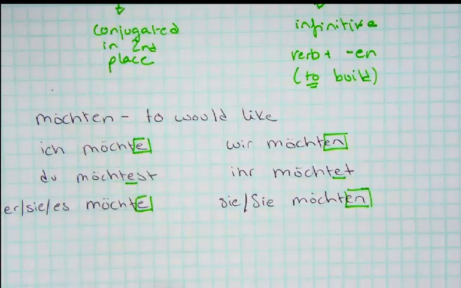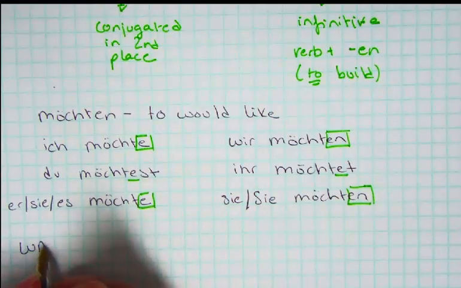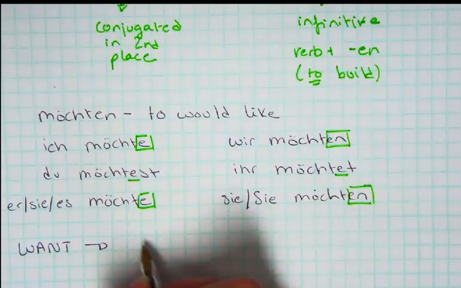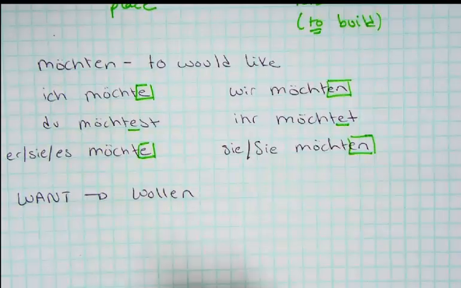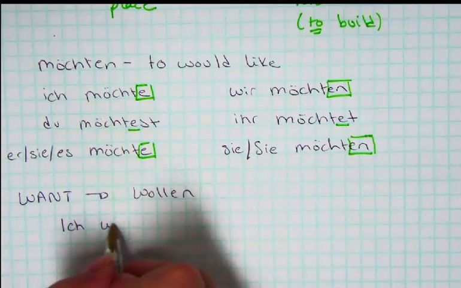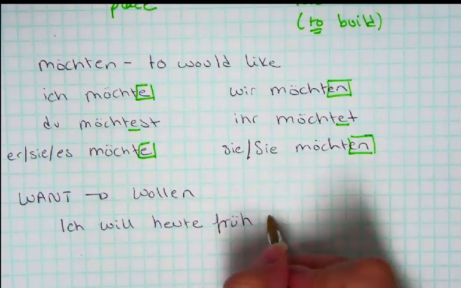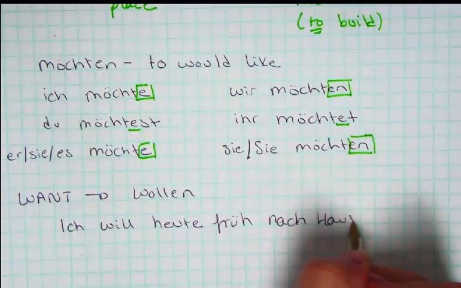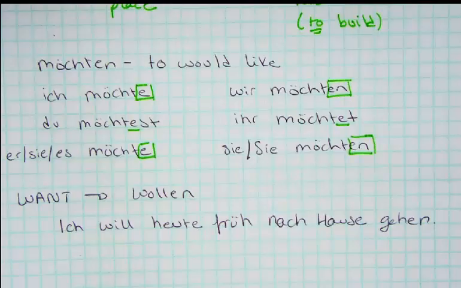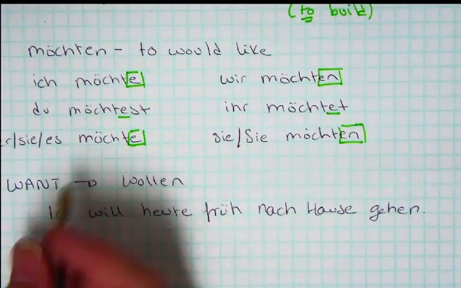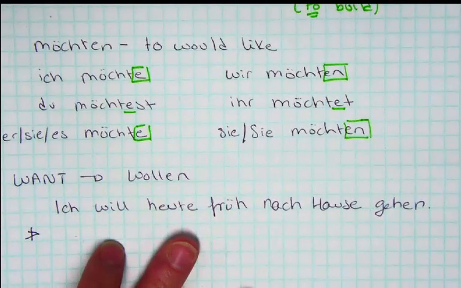Okay. Again, this means to would like. Now we of course also have a verb for want. And want was wollen. That is your misnomer a lot of the times. So I could say something, Ich will heute früh nach Hause gehen. Now you guys know every single word in that sentence, so I actually want you guys to give me the translation for this. I'm going to go over it in a second, but you need to do it first.